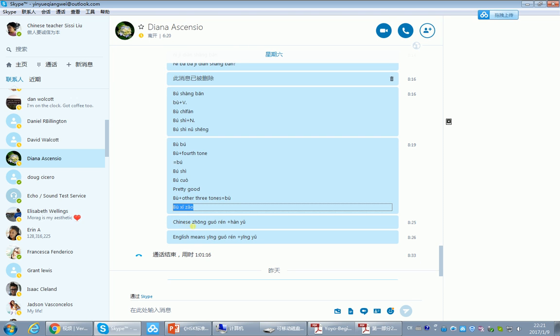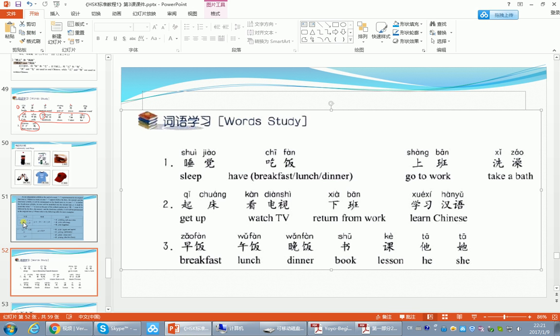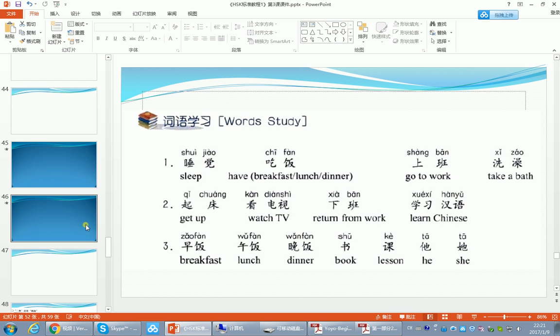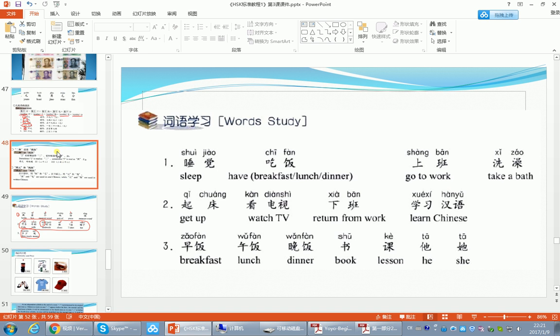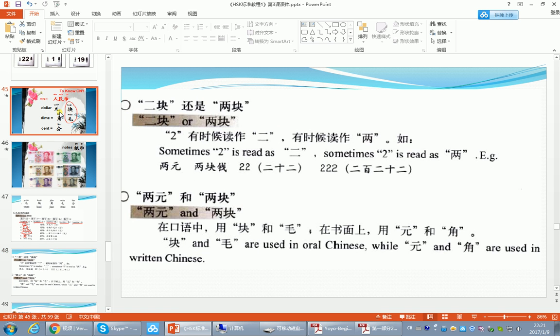And what is Chinese? Chinese has two meanings. The first one is 中国人, Chinese people, and the other one is 汉语, Chinese language. It is the same with English, which also has two meanings. The first one is 英国人, English people. The other one is English language, 英语. Now we can review how to say the money.